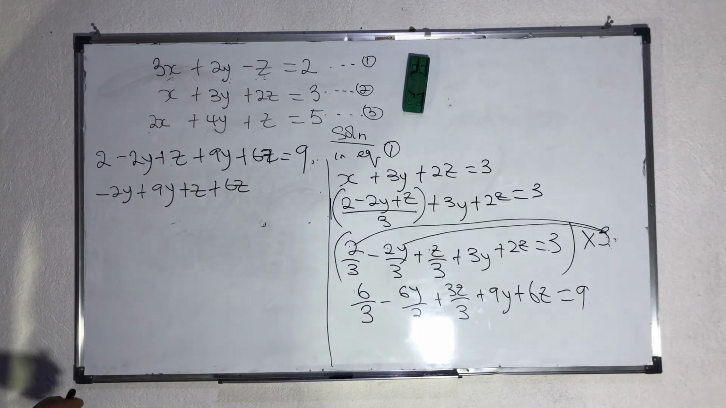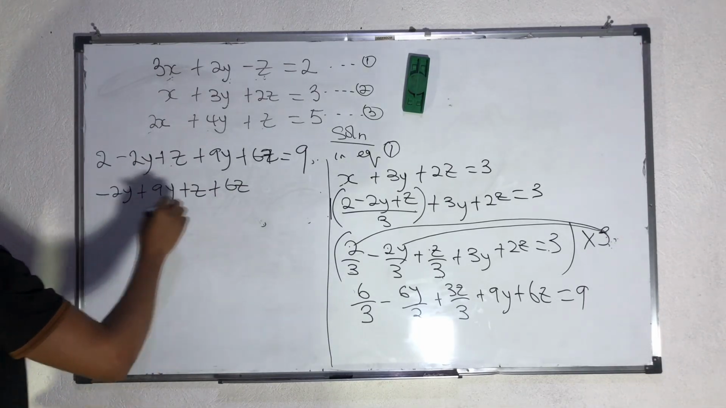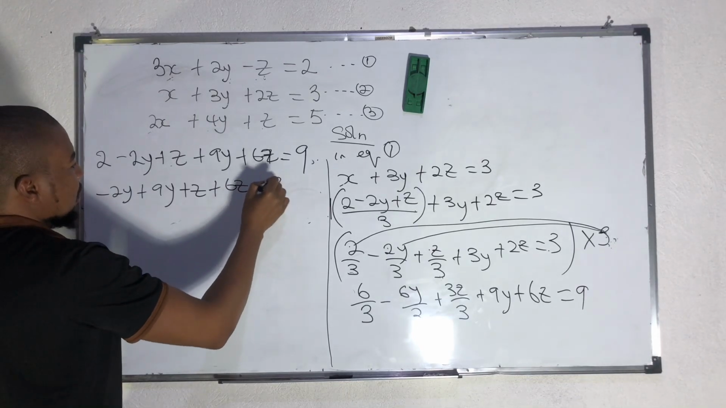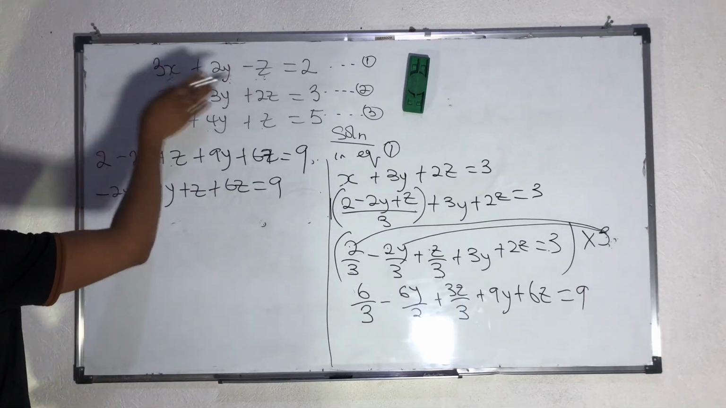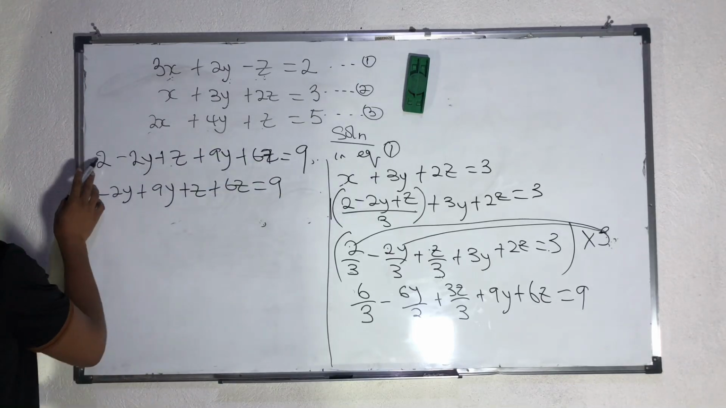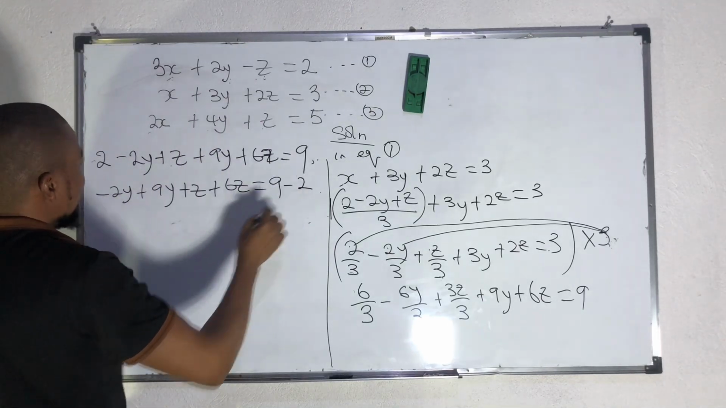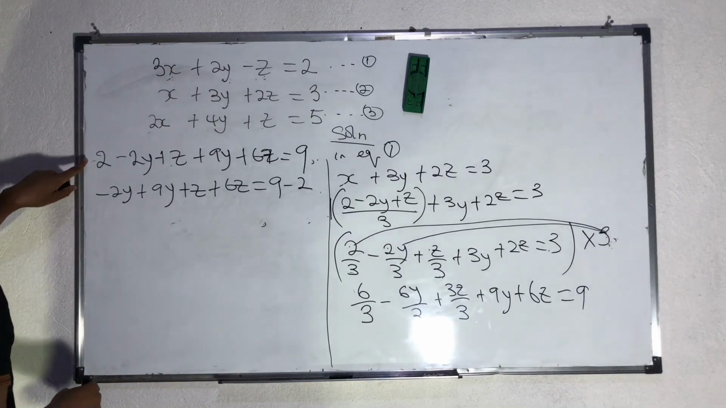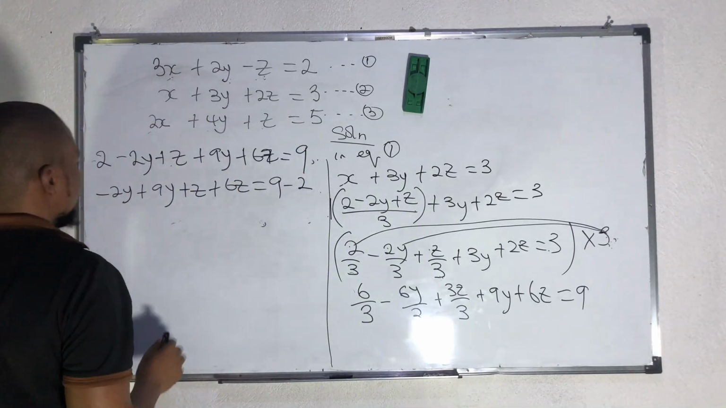Okay, and what do we have left? We now have our 2. What I will do right now is transfer it across, since this 2 is just a constant. It's a positive 2 here. If I transfer it across, we now have a negative 2, right? The equality sign now becomes a negative 2.